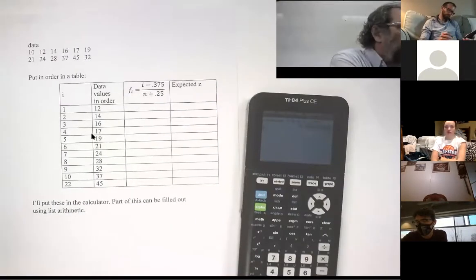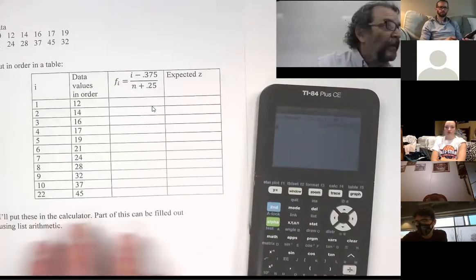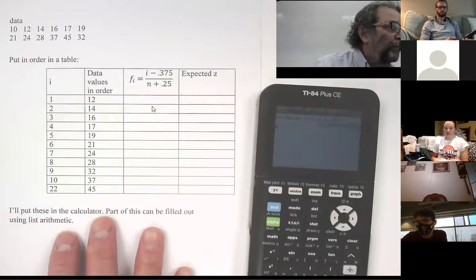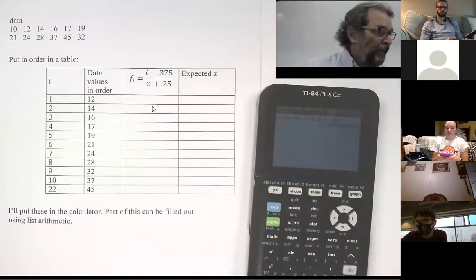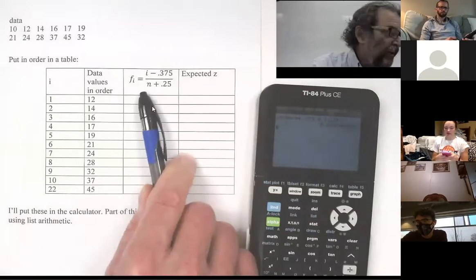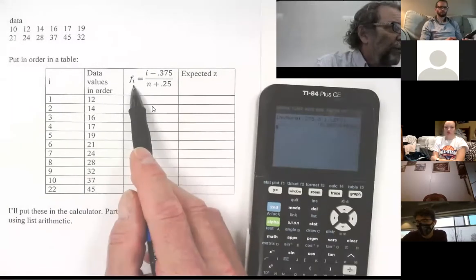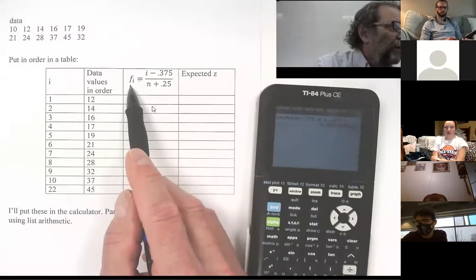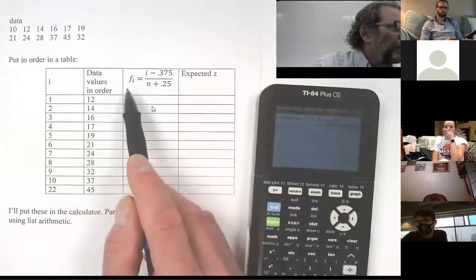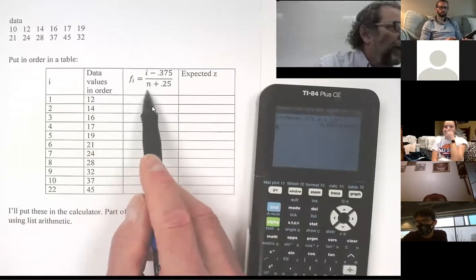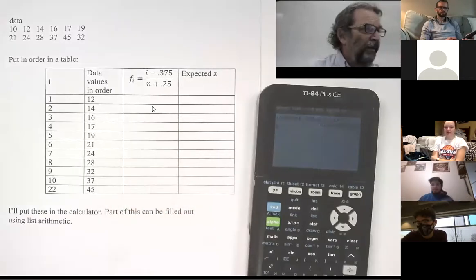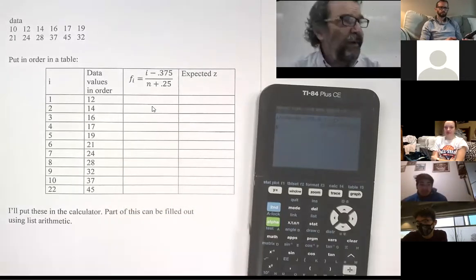You take the data and you put it in order, because this formula we're using here is the percentile for that ith data value. So i equals 1 is the smallest value, then i equals 12 would be the largest value. N is 12. So we're going to compute all these percentiles for each of them.